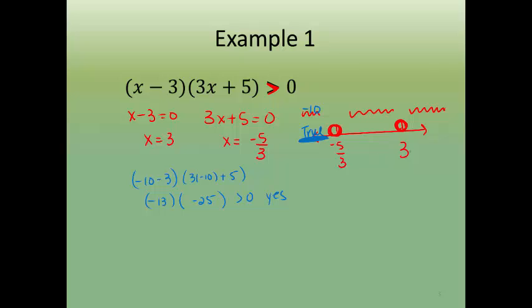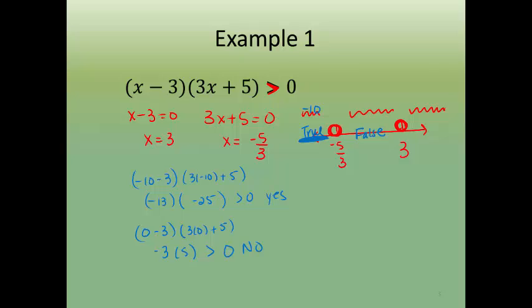And I'm going to choose 0. It's a nice number to substitute in. So when I test 0, 0 minus 3 is a negative 3, and 3 times 0 plus 5 is a positive 5. When you multiply those, is this value, negative 15, greater than 0? The answer is no. So these values are false. They do not work.